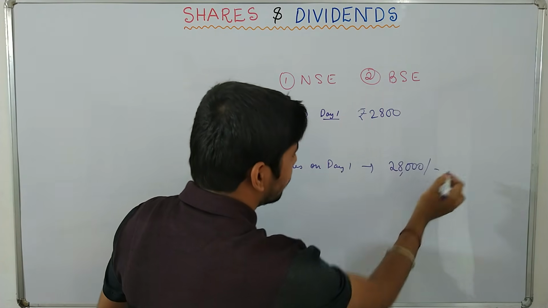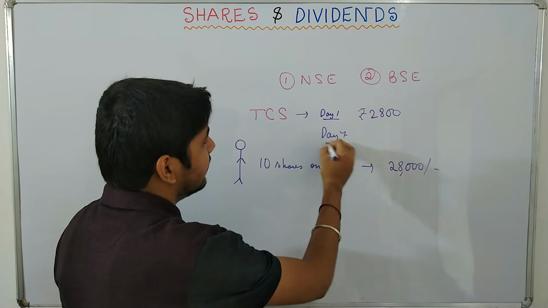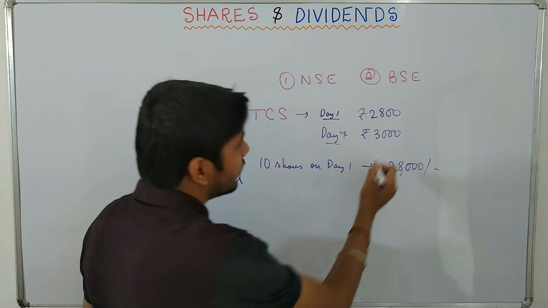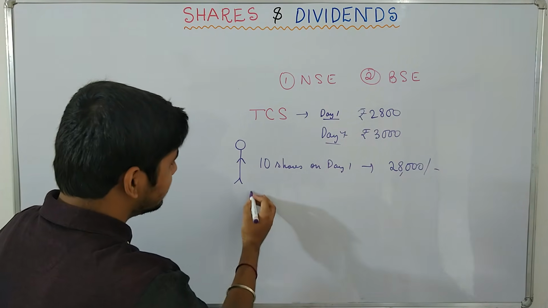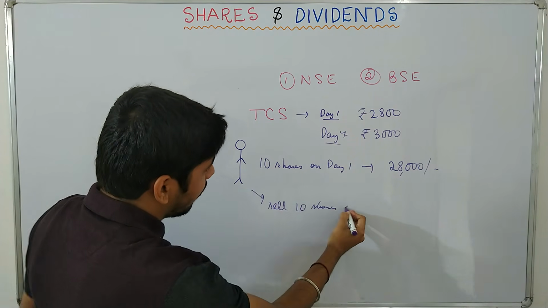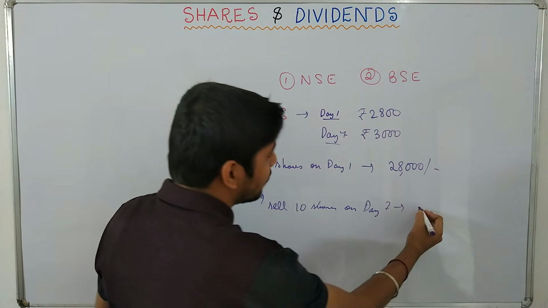28,000 rupees. Okay, say on day 7, the next week, the share is trading at rupees 3000. So the share is trading 200 rupees more, and he decides to sell those 10 shares on day 7. So how much will he get? He will get rupees 30,000.